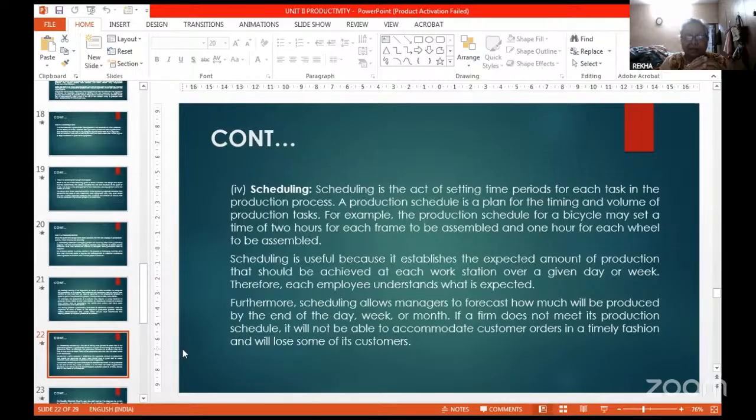For example, you are doing an interior for a shop, and the owner wants to inaugurate on some auspicious day.